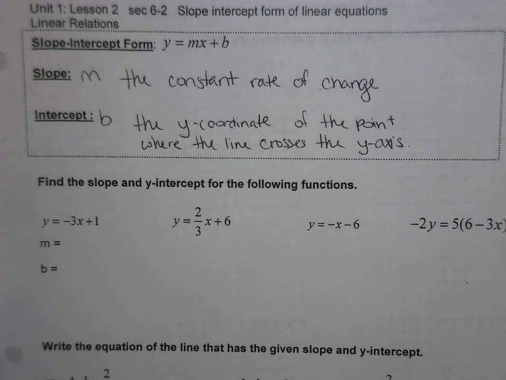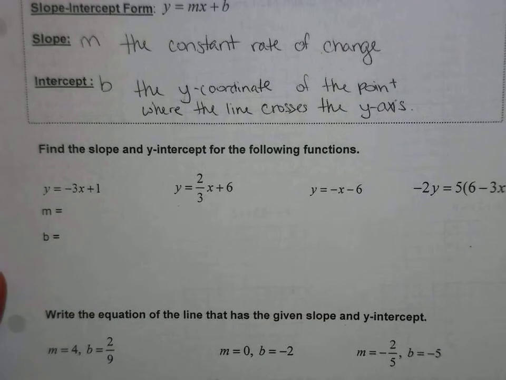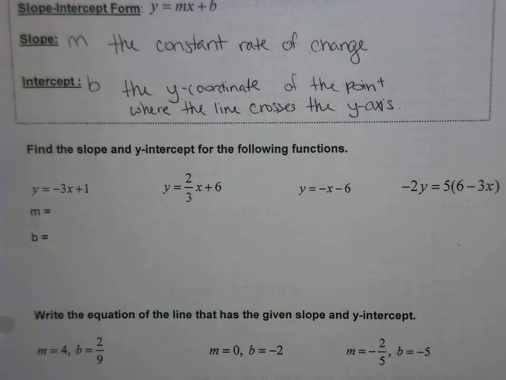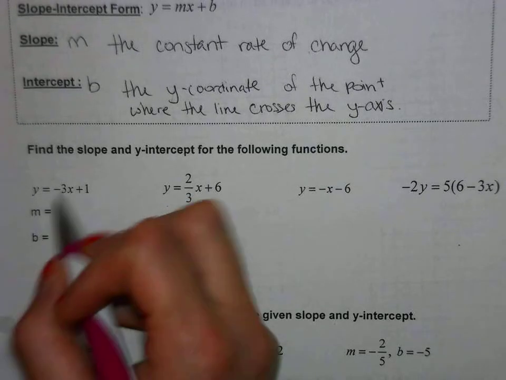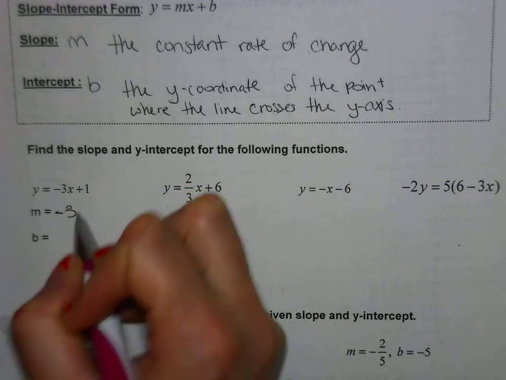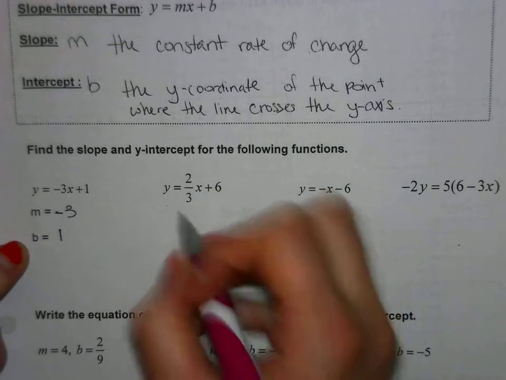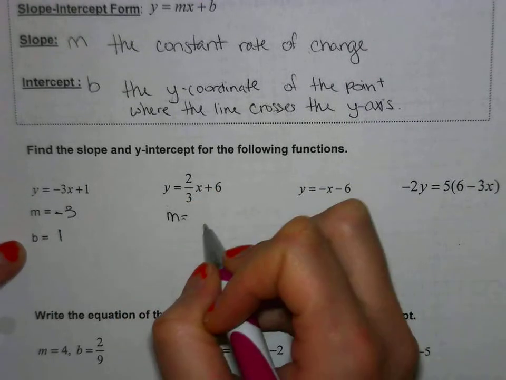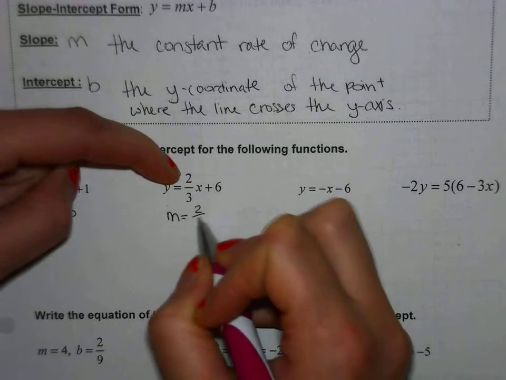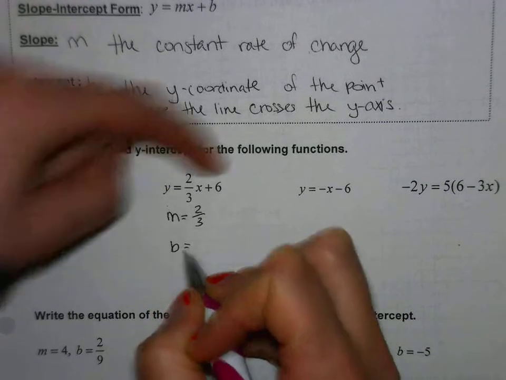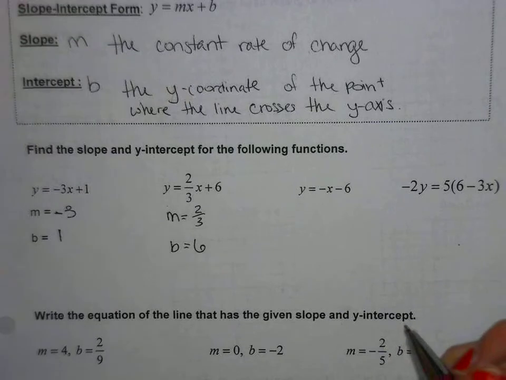So let's find the slope and y-intercept for the following functions. We have y equals negative 3x plus 1, so our m, which is our slope, is negative 3, and our b, which is our y-intercept, equals 1. So for the next one, our slope, which is m, is 2/3. Our y-intercept, which is b, is 6.